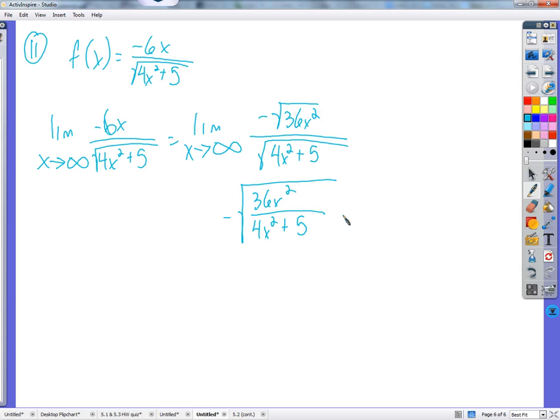So it's approaching 36 over 4, like the limit as x approaches infinity would be approaching the negative square root of whatever 36 over 4 is. So that's 9. That's negative square root of 9. Negative 3. Yeah, it's roughly the same as what we got from our first one. Negative 6 over 2 would have been negative 3.